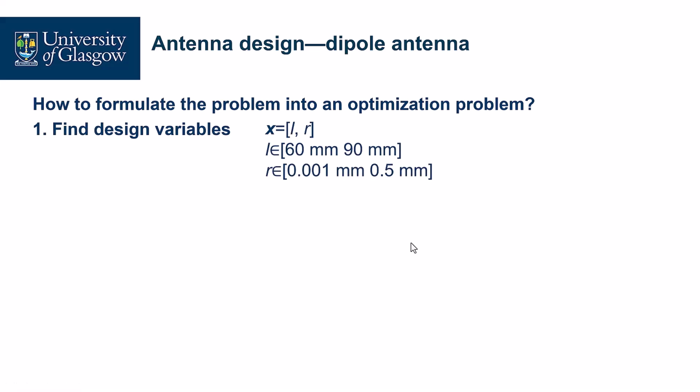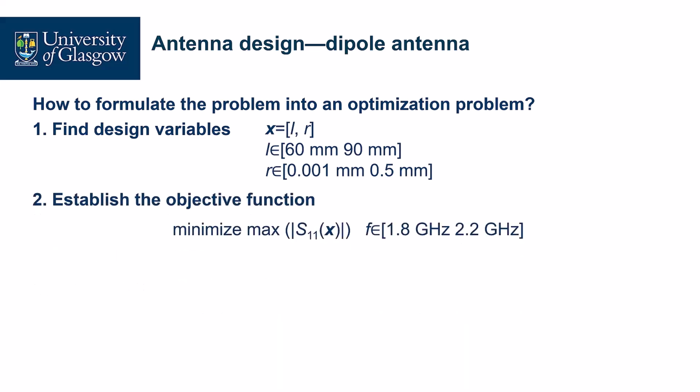Then we have a design requirement, right? We want the maximum S11 within the frequency range to be smaller than or equal to -10 dB. So we have two ways: either we set this as a constraint, or we set this as an objective. Here we can choose it as an objective. It means we want to minimize this value. Maybe we can't reach -10, right? But we want to minimize this, so we set it as an objective.